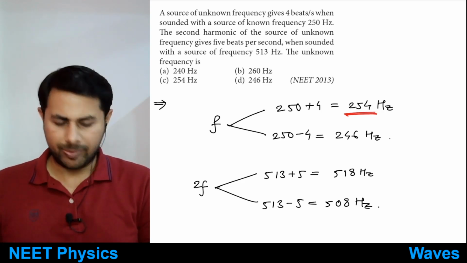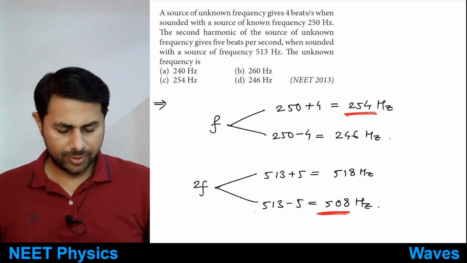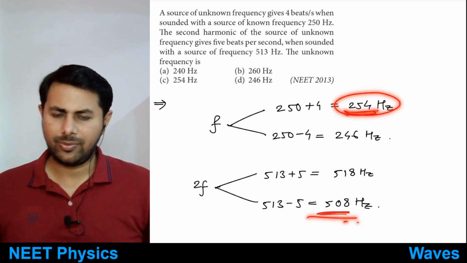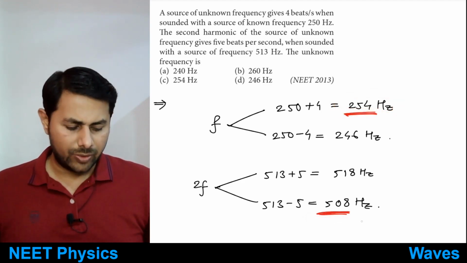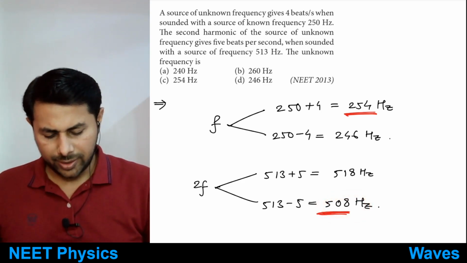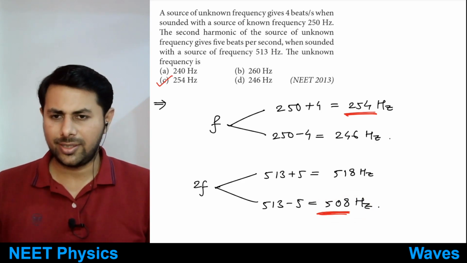If f is 254, take twice of that, it will give what? 508. So this one matches with this one. That means what should be f? It should be 254. What should be 2f? It is 508. Okay, so what is frequency? Unknown frequency is 254 Hz. This is clear?